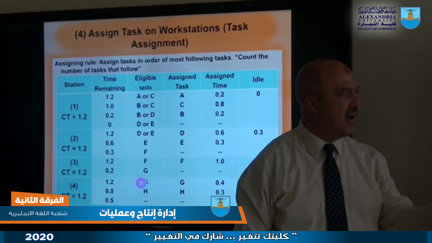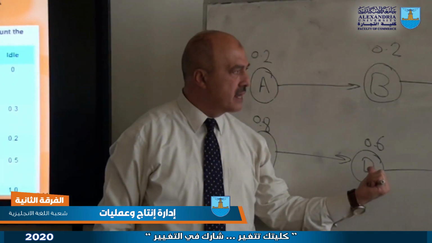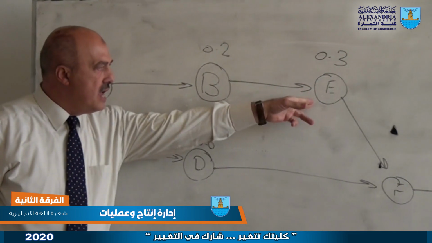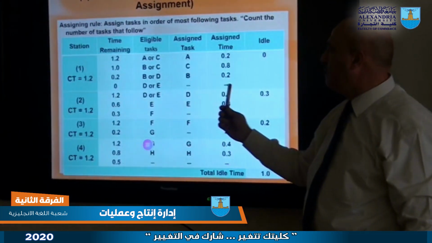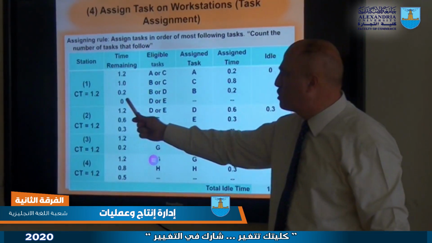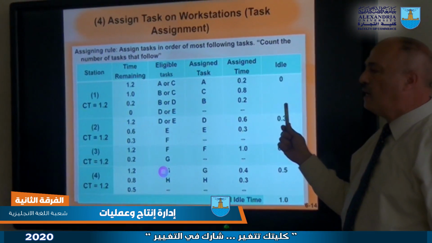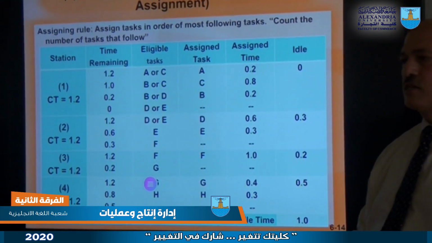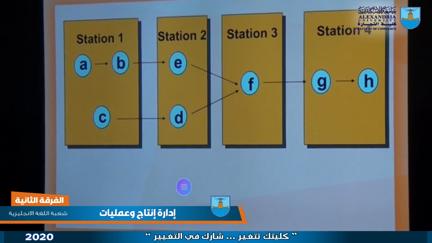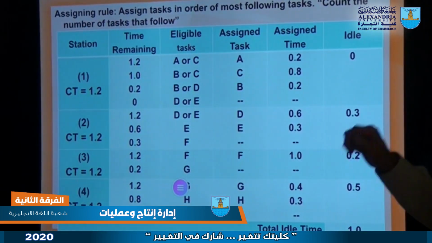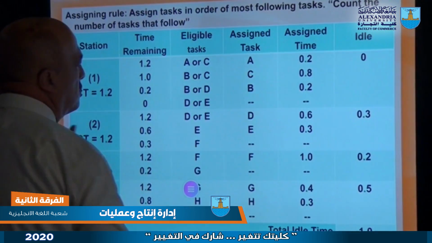So we have already taken A, B, C. Remaining is E or D. But we have consumed all of the workstation time. So there is no idle time for workstation 1. So we have to open a new workstation, which is workstation 2.